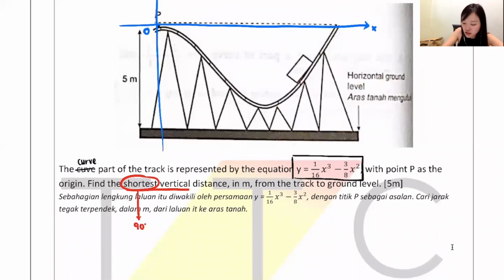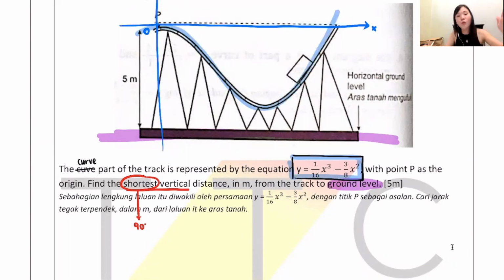So a lot of you will tell me, teacher, isn't it here shortest, here shortest? Guys, it's not there. It's to the ground level. So you see, ground level is this purple color part. Can see, huh? And then the curve, the track will be this one. So when I look at the track and the ground, the shortest distance from the track to the ground is on this spot. Can you see that? That is the particular spot we're talking about.